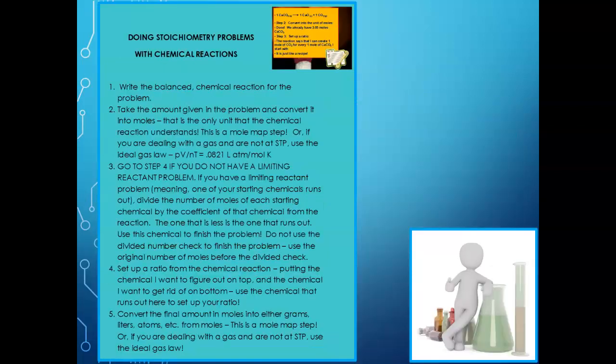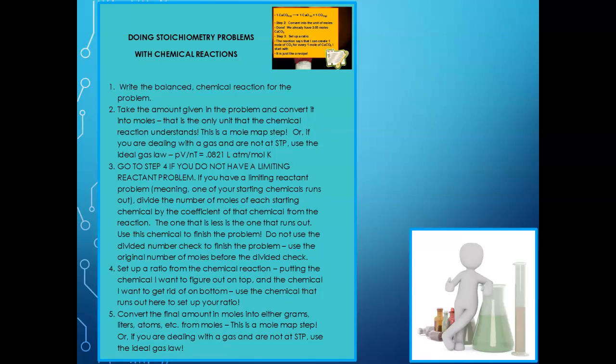So this guide right here, as we blow it up, step 1, we need to write a balanced chemical reaction for the problem. That reaction unit can't just be thrown into a corner. You have to still use that in class. You still have to use that on your homework. It is still there with you. We are then going to take the amount given in the problem, and everything has to go through moles. That is the only unit that chemical reaction understands. This is a mole map step. You have to go through moles.